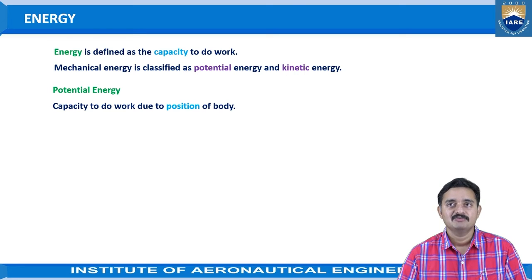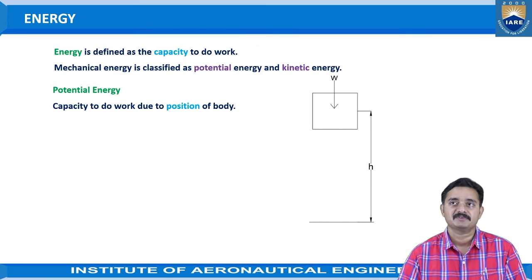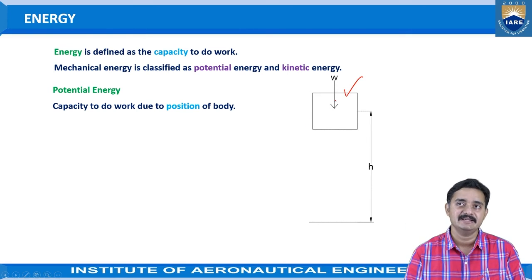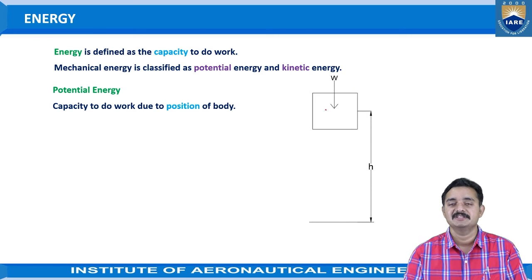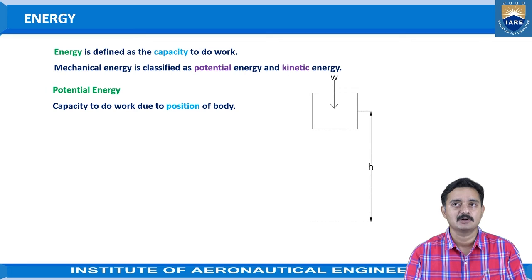The capacity to do work due to the position of the body is treated as the potential energy. It can be seen here in the representation, where there is a body present at a height h from the ground. Because of the position of the body at a certain height, the energy is possessed by this body, due to its position from the ground.